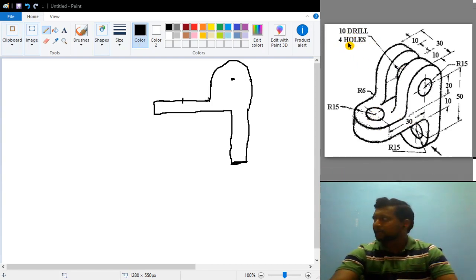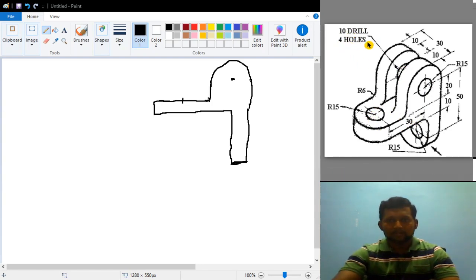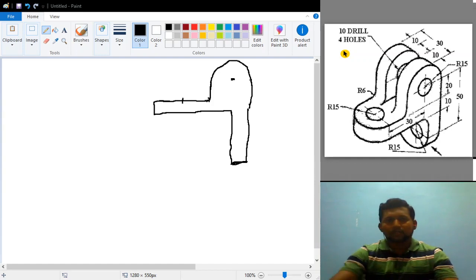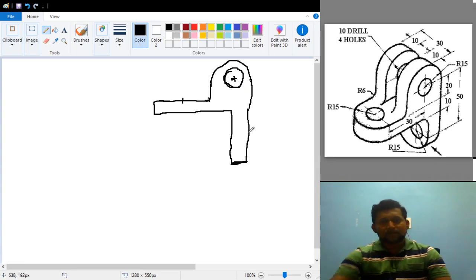So take 5 mm radius on your compass, or in your pro circle. In your pro circle, you can take a 10 mm diameter circle, and neatly try to draw a circle here, okay. The radius of that particular circle should be 5 mm. That means the diameter should come as 10 mm, okay. So almost this is the front view that you will get.